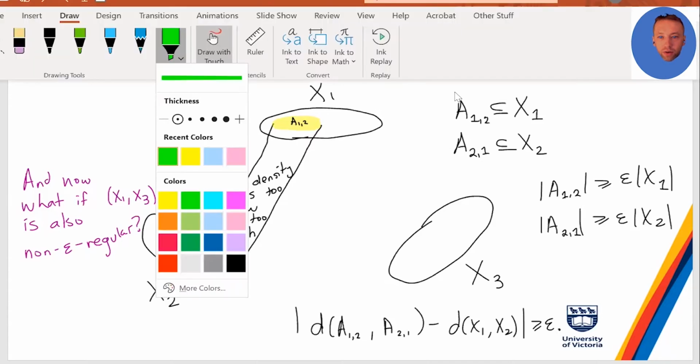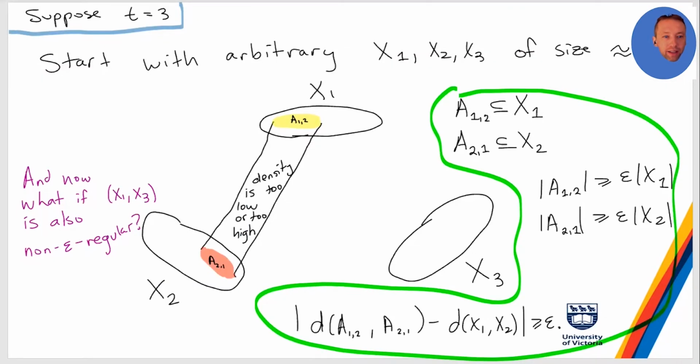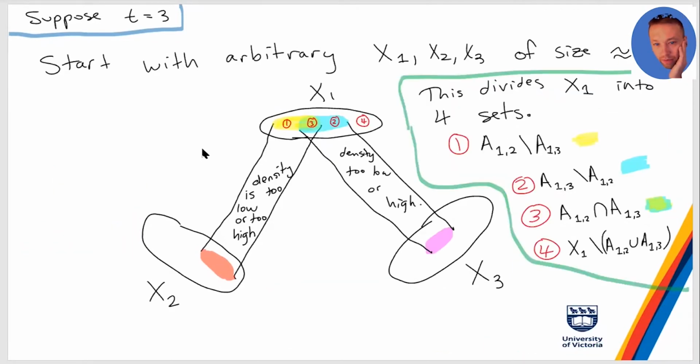Now imagine that you had more non-regular pairs. Suppose X1, X3 was also non-regular. As was mentioned in the chat, we're not always going to assume that all the pairs are non-regular, because we could stop if only a few of them are. But let's think about what happens if this pair is also not regular. This blending of colors didn't work as well as I thought. But suppose the pair X1, X3 is also non-regular.